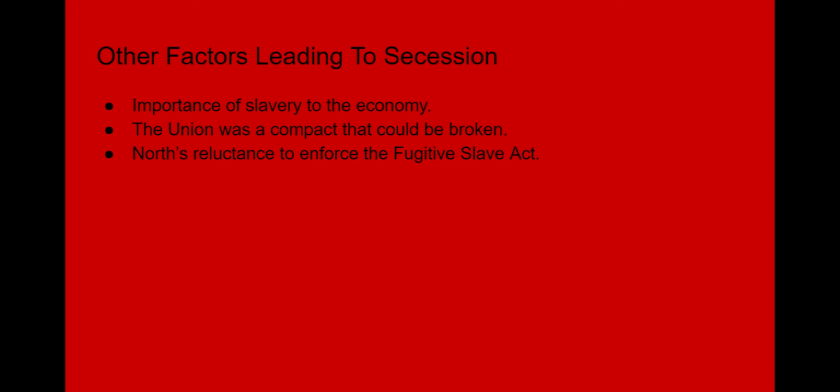So other factors besides the importance of slavery to the economy, which we've discussed in a previous video, included the idea that the Union was a compact that could be broken if any one of the states decided that they did not like how they were being treated by other states or the federal government. So again, that compact could be broken. And then the North was also reluctant to enforce the Fugitive Slave Act that was passed back in 1850, discussed in a previous video. Basically, what the Fugitive Slave Act tried to do was require people to round up escaped slaves. And of course, the Northerners, for the most part, did not necessarily want to do that and help out the South. And the fact that the North was not complying with this, rightfully or wrongfully, you can make your decision on that, angered the South and ultimately led to secession.